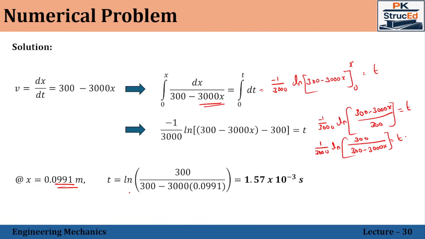That 1 by 3000 is taken on the other side, so that will become 3000 t. We need to calculate t only, so we substitute the value of x. I think the minus 1 by 3000 has been missing in this one. Substituting that also, we get the t value as 1.57 into 10 power minus 3 seconds. That is 1.57 milliseconds.